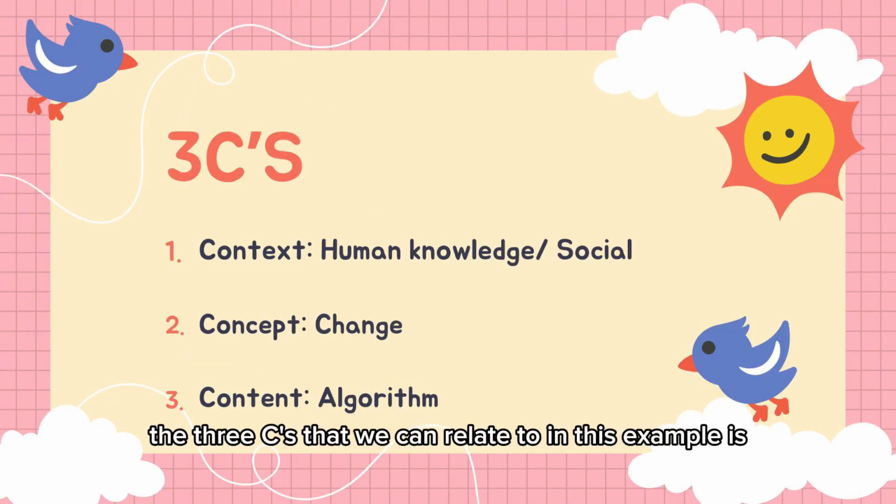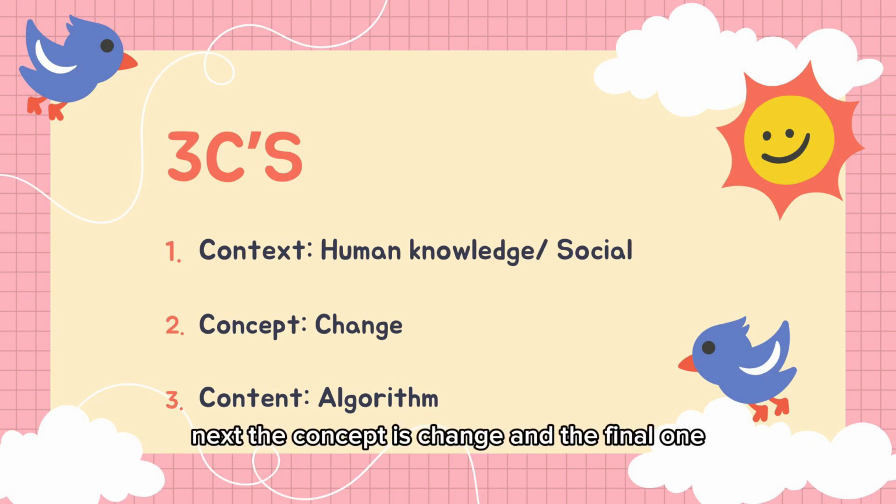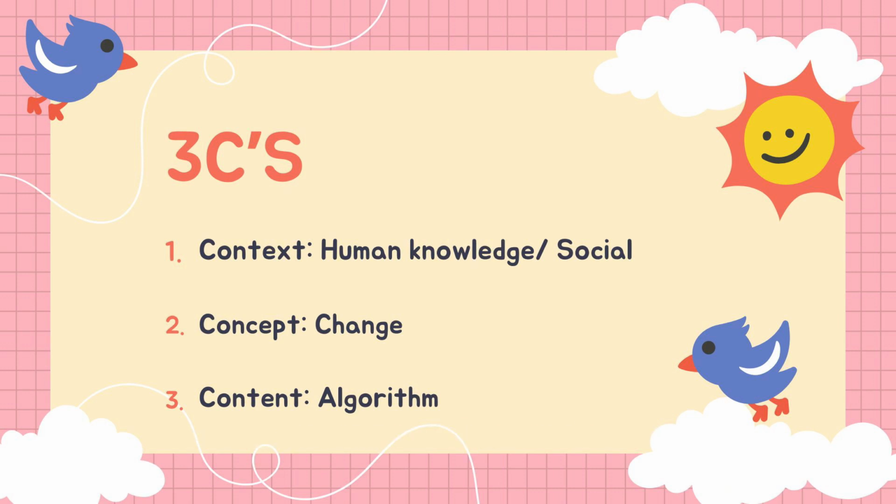The three C's that we can relate to in this example are, the first one is context, in terms of human knowledge and social. Next, the concept is change, and the final one, the content, is algorithm.